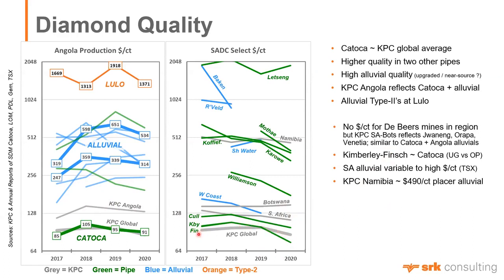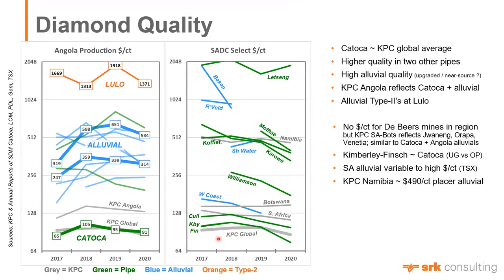Primary producers. The numbers have dropped off over the past couple of years, in particular at Kimberley, but also at Finch, in terms of the price point that they're getting for their diamonds. But the price point they've been getting out of Kimberley and Finch has been very similar to what they're getting out of Catoca over these years. And I don't think a lot of people realize that this is the actual situation with diamond prices for these two primary producers in Southern Africa.